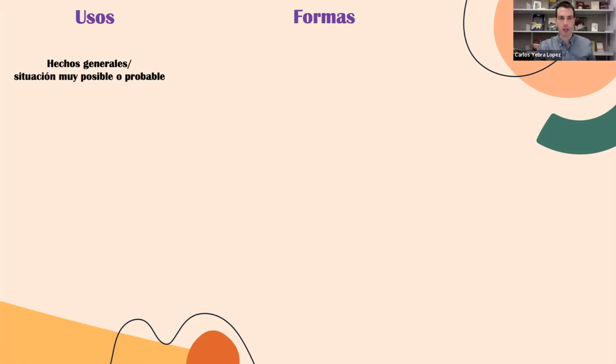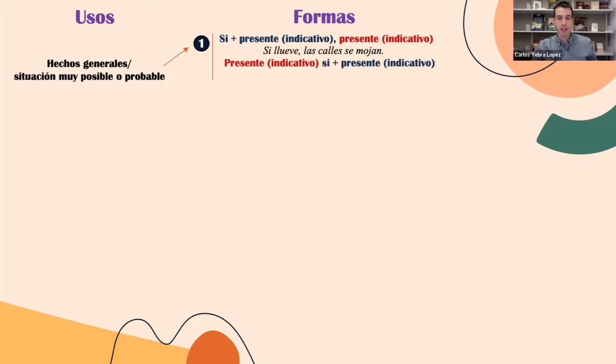How do we express this? Well, we can do it in two different ways. The first one is this. We can use sí plus presente indicativo and then presente indicativo in the main clause. As in, si llueve, las calles se mojan. If it rains, the streets get wet, get soaked. Or vice versa, presente indicativo and then sí plus presente indicativo. Now remember, if you put the main clause before the if clause, then you remove the comma. So now it would be las calles se mojan si llueve without any comma.